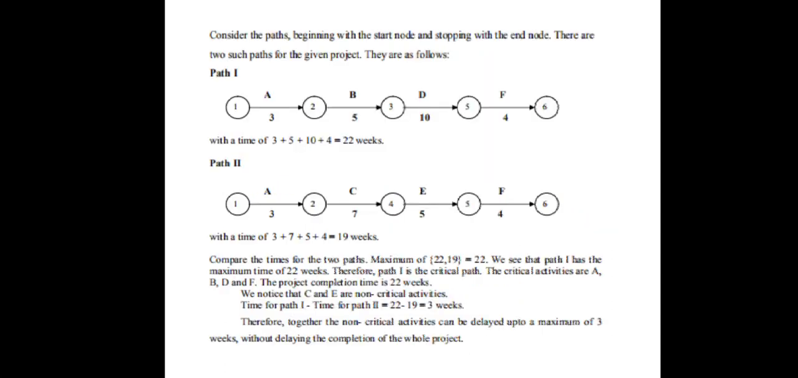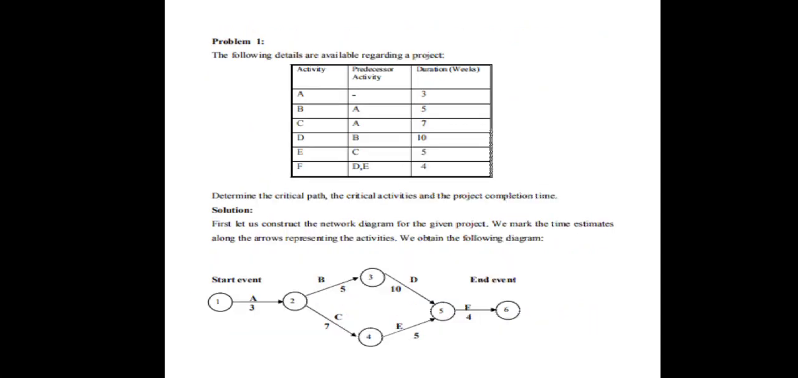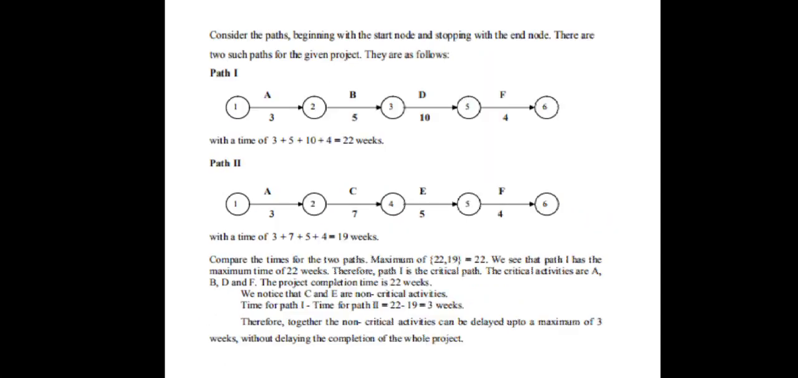In order to find the critical path, beginning with the start node and stopping with the end node, there are two such paths for the given project. You can observe that there are two paths from the start event to the end event: A, B, D and F, and A, C, E and F. To reach the end event from the start event, there are two paths here. The same is explained here: A, B, D, F and A, C, E, F.